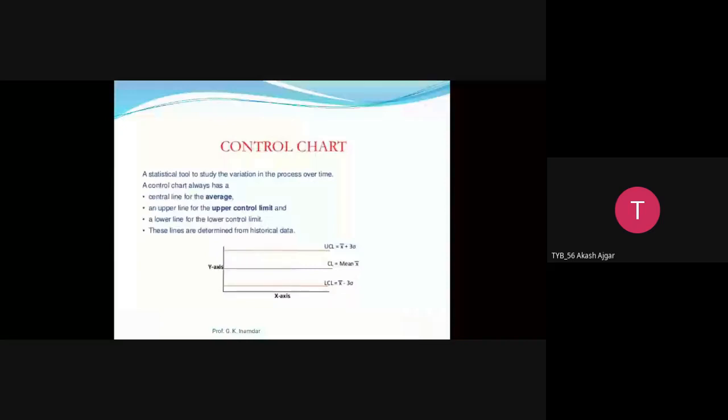It is a statistical tool to study the variation in the process over time. So we continue checking from time to time with this control chart, and we can easily identify defective parts through it. A control chart always has a center line for the average, an upper line for the upper control limit, and a lower line for the lower control limit, and these lines are determined from historical data. By using these three lines we can easily sort out our problems and our major statistical data using this control chart.